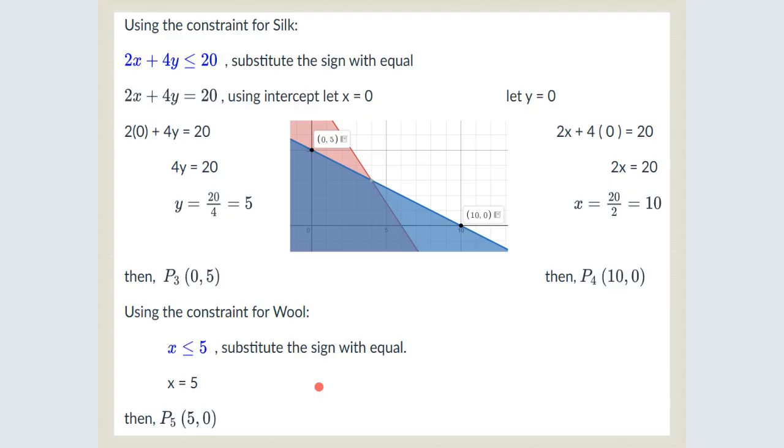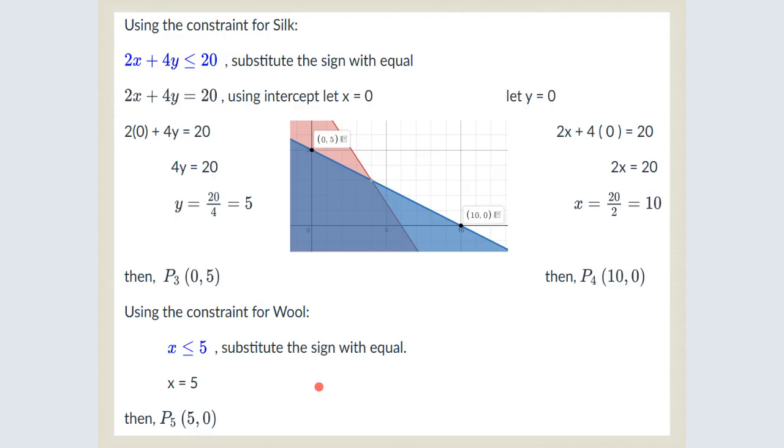Now plotting, that would be (10, 0) and (0, 5). Now connecting (10, 0) and (0, 5), let us test which part is shaded. Again, let us substitute the origin. If x is 0 and y is 0, so 2 times 0 plus 4 times 0 is less than 20. So again, the origin is part of the solution. That's why we shade the points below the line, so that is colored blue.